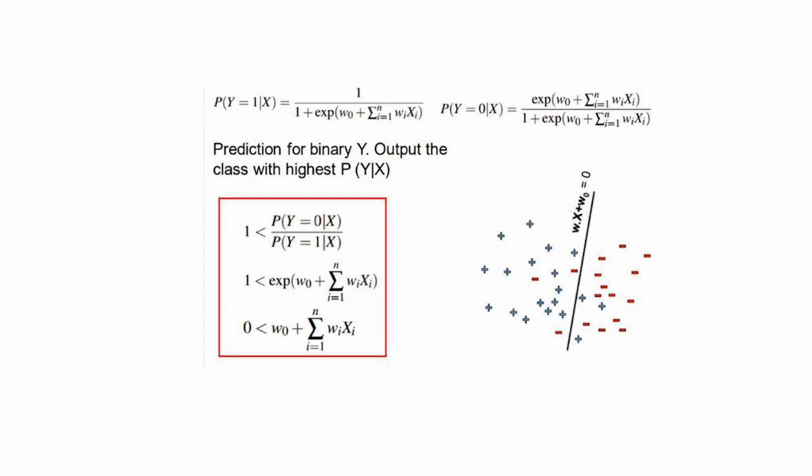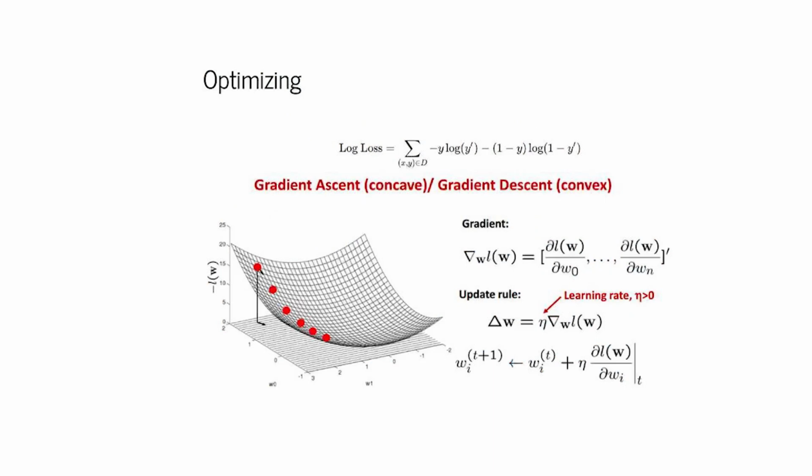Now, based on those probabilities of each class, given a set of features, we assign that sample to the class with higher probability. The result is a linear line separating your samples as shown in the figure on the right side. So what are we trying to optimize in logistic regression?